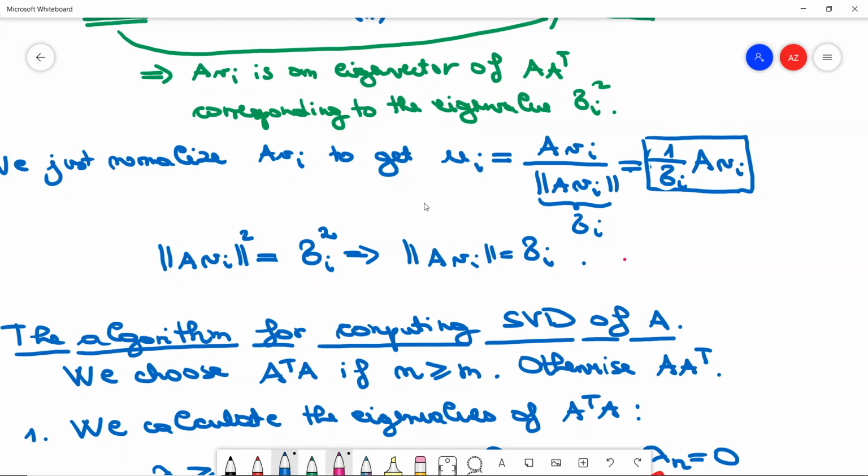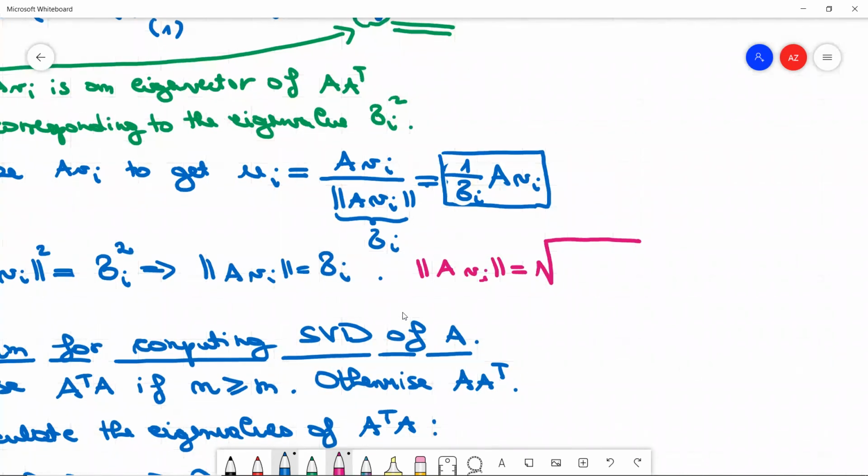So what is the norm of AVI? The norm of the vector is just the square root of the product of components. It's the Euclidean length. But how to get the product of components of the vector? If we have the norm of V, this is just the square root of V transpose V. So calculating V transpose V just gives us the sum of the squares of the components of V. And I will use this here.